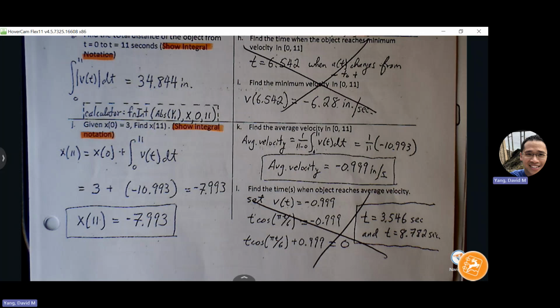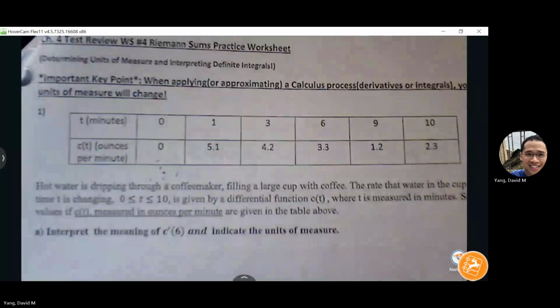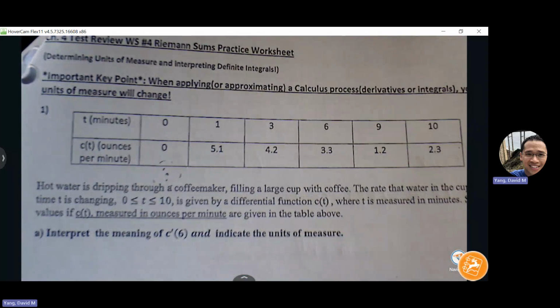Let's go to page 7. There is a Riemann sums problem that I want to go over. Not because Riemann sums is hard, but because I want to make sure that we know how to do the interpretation of it. So this is page 7. Okay.